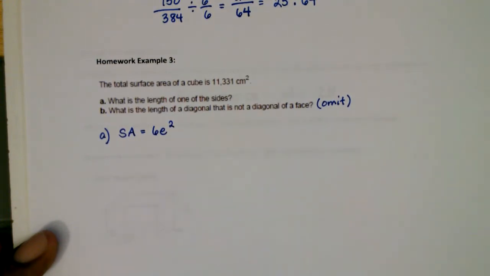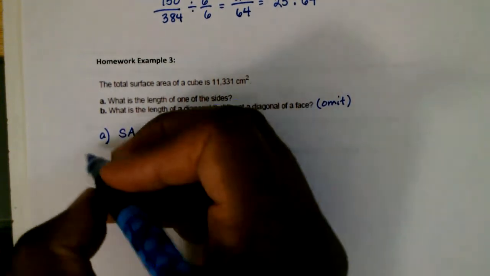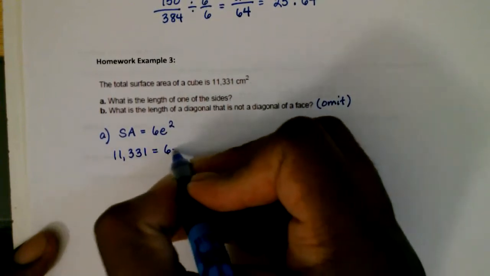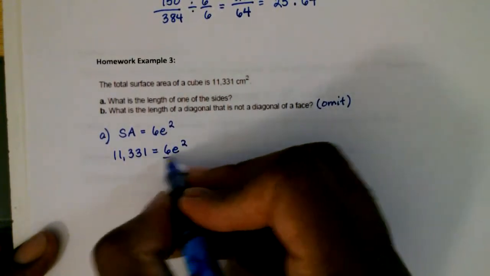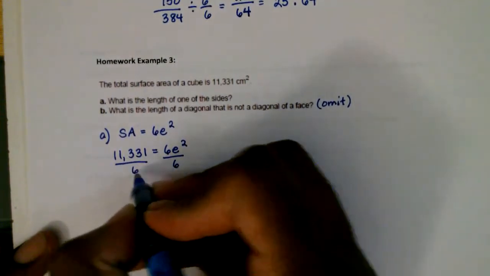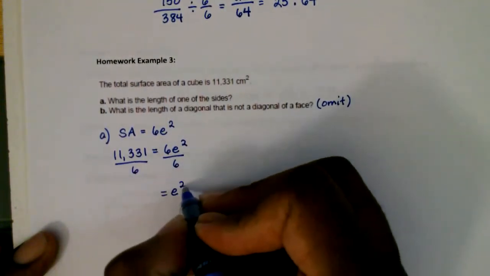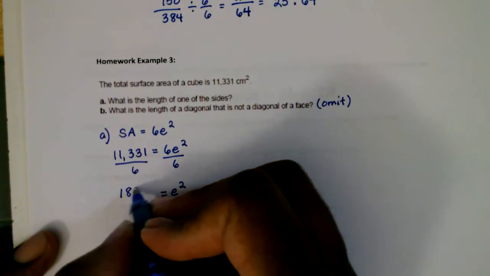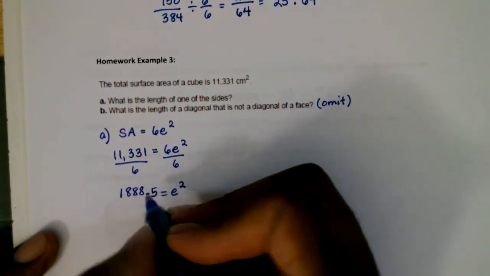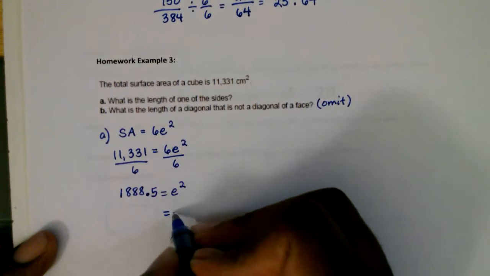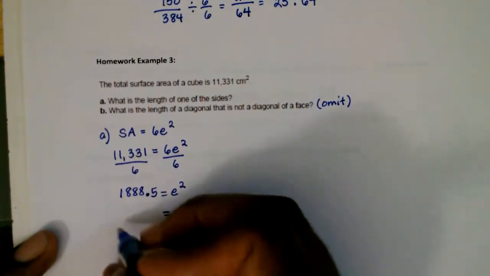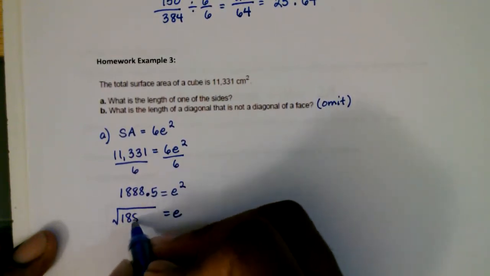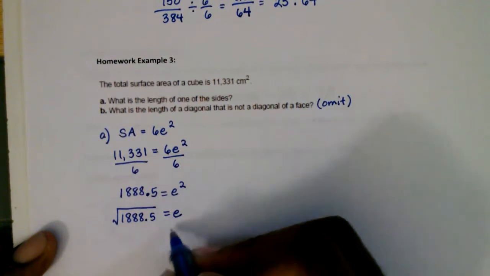And we're told that the total surface area is 11,331. And that's going to be equal to 6e squared. Now, if I divide both sides by 6 to get the e squared by itself, that means e squared will be, and this is what I come up with, 1,888.5. And then to solve for e, if it's squared, the opposite of squaring something would be to take the square root of 1,888.5.